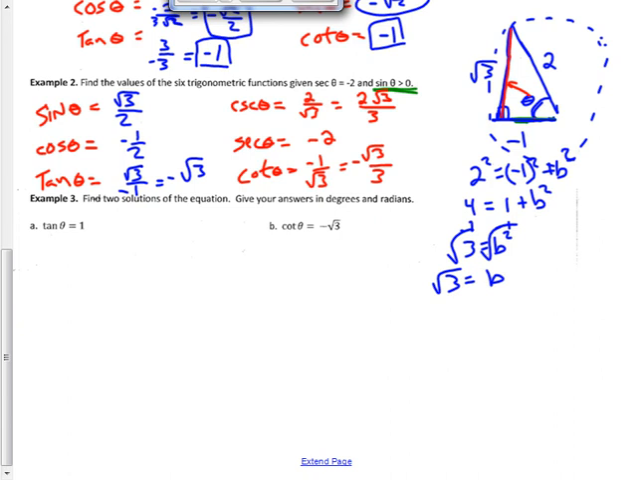And finally, example 3, find 2 solutions of the equation where tangent is equal to 1. I want to give my answer in degrees and my answer in radians. And so I'm looking at where tangent is equal to 1. I can use my unit circle for this. So where tangent is equal to 1, I'm looking for a place that I have the same y value and the same x value. And so I can give 2 solutions for that.